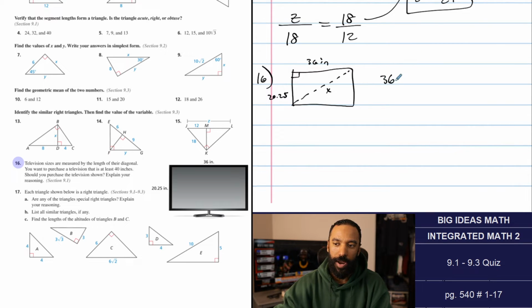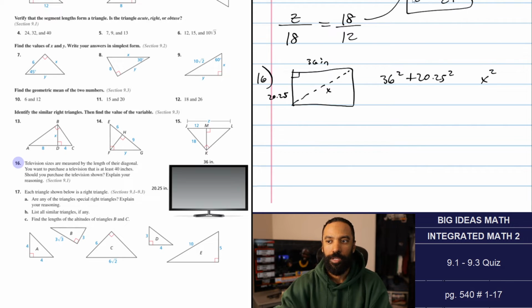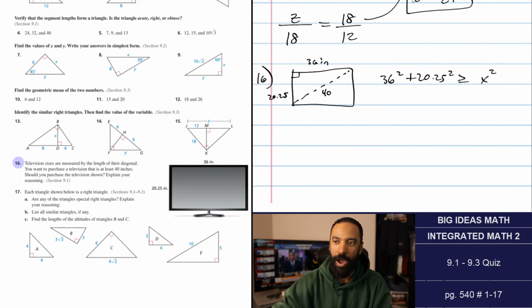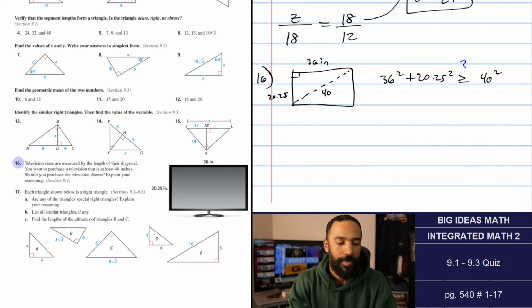So we'll do a squared plus b squared compared to c squared. You know what I should do? Instead of putting x, let's put 40. Let's see if this is greater than or equal to our 40 squared. Right? That's what we want to check on. Is this the case?